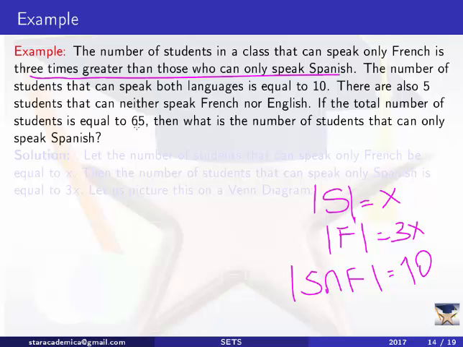There are also 5 students that can neither speak French nor Spanish. So outside of S and F, we have 5 more students. Well, keep this in mind. And altogether, the total number of students is equal to 65. So the question is, what is the number of students that can only speak Spanish? So what is X really?